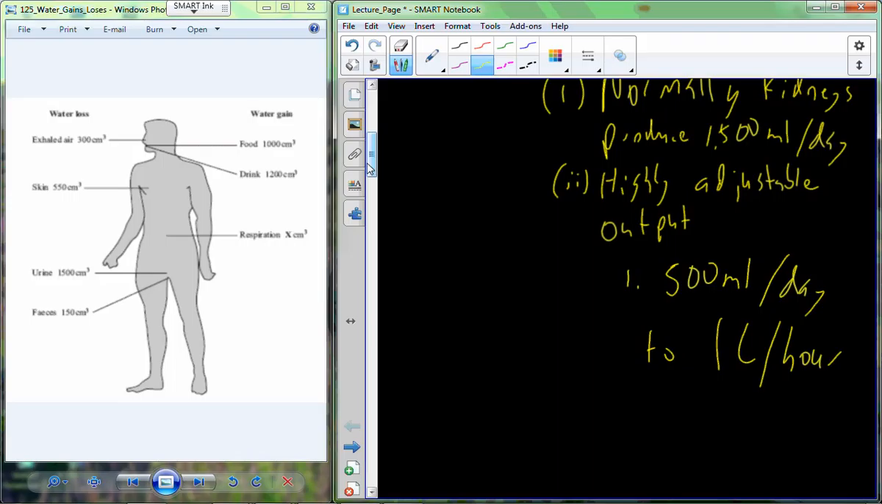On the upper end, we can produce upward of 1 liter of urine in an hour. Now, obviously, you don't maintain that for long periods of time, but to put it on the day scale, that's 24 liters or greater a day. So if you take one of your big Nalgene bottles and one of your friends challenges you to drink 2 bottles in 15 minutes, you're going to probably generate close to 1 liter of urine in an hour to help protect yourself.